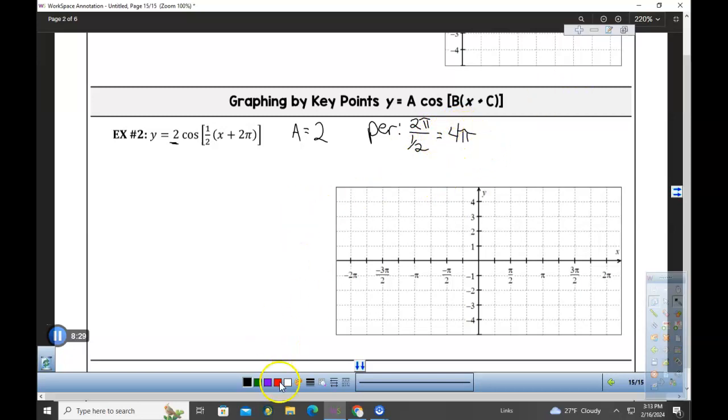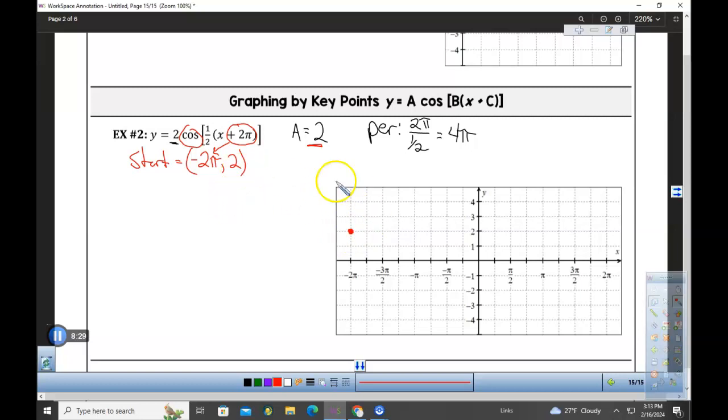That's quite a bit. Now what I want to know is, where am I going to start? Where's my first part of this going to be? I look at this for my start, right? So plus 2 pi means I'm going to go left 2 pi to negative 2 pi. Now this is a cosine with a positive a, so I'm starting at negative 2 pi at the max. What's my max? 2. Does that kind of make sense?